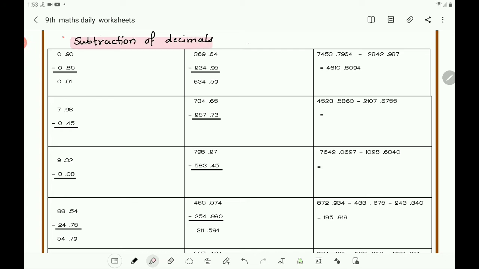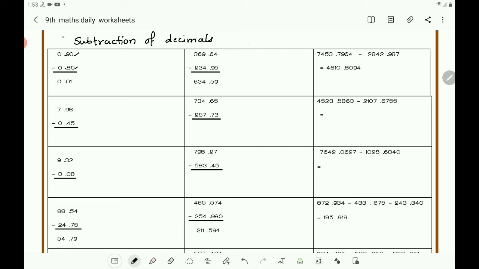You know the method of adding decimals. Here we have to subtract one decimal from the other, and the first one is 0.90 minus 0.85. Here also you must take the decimal numbers in such a way that the decimal points come one below the other. So it is 0.90 minus 0.85, and the subtraction is the same as normal subtraction.